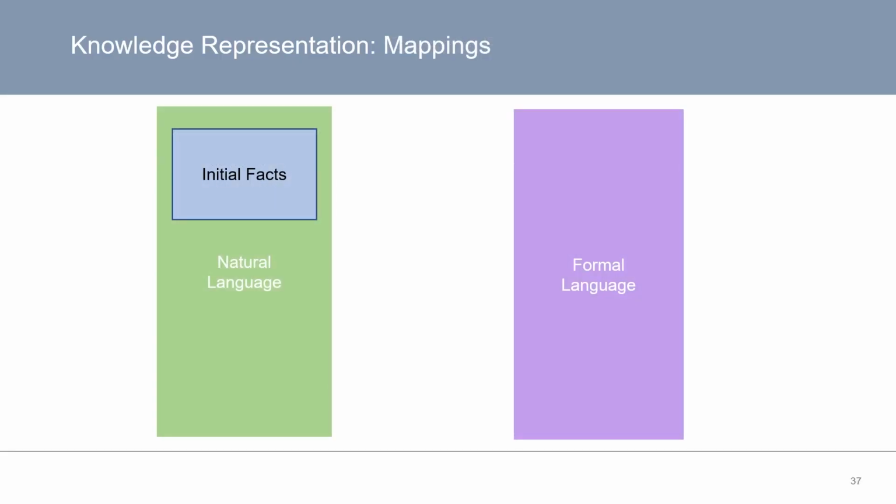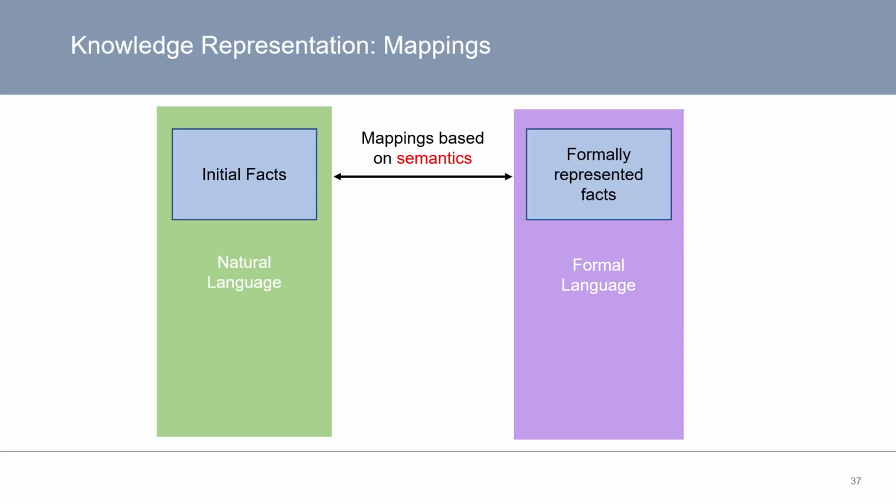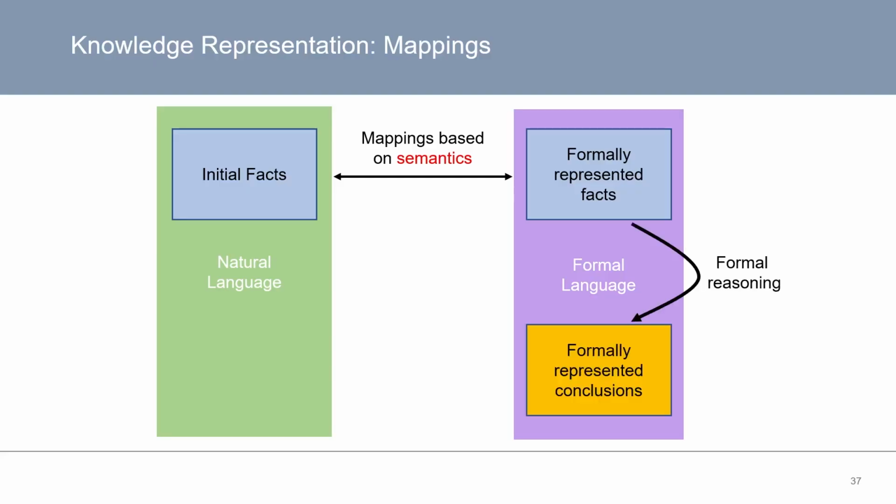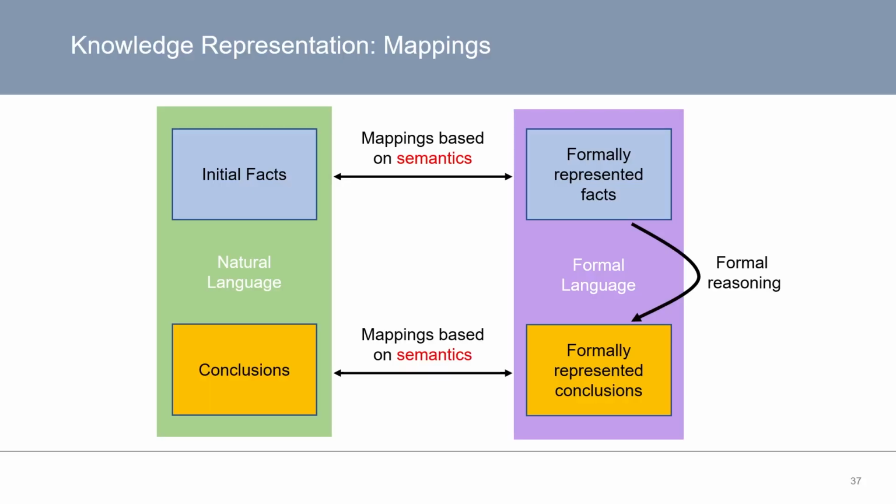We start with some initial facts that we currently possess in the context of natural language on the left. We can then use mappings based on semantics to create a formal representation of those facts. Now we can apply formal reasoning to derive formally represented conclusions. And lastly, we can use mappings based on semantics to recreate these conclusions back in natural language.